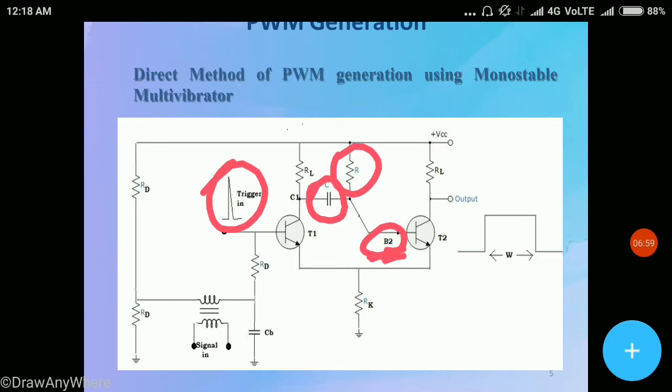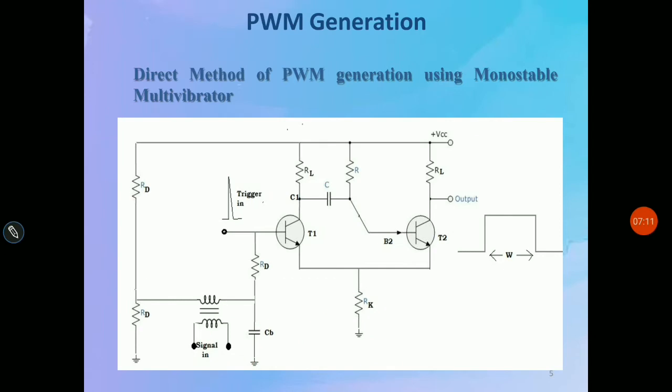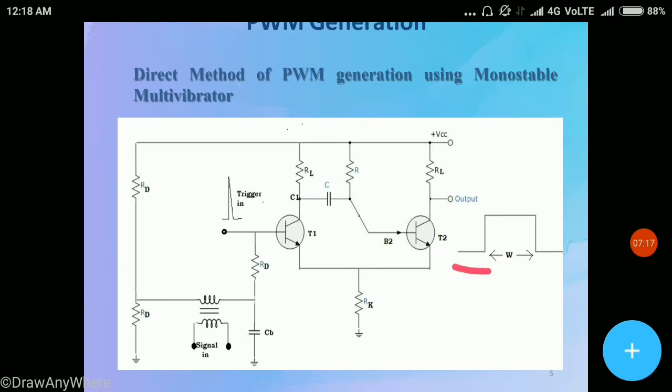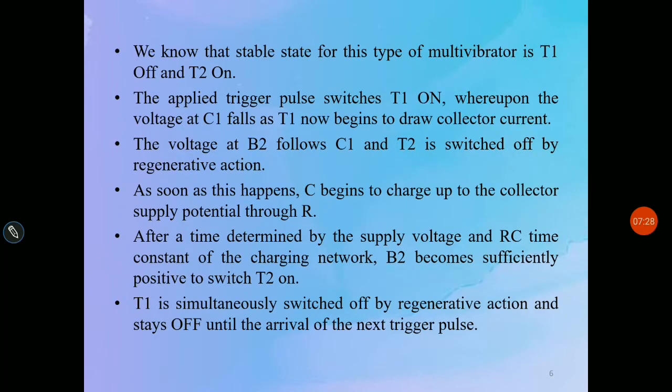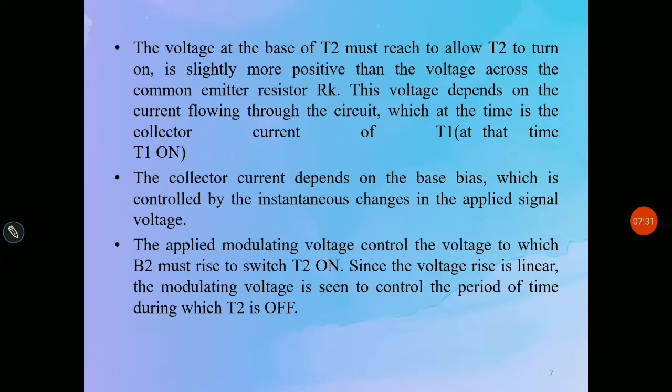Okay, so in this way, once T1 is on, T2 is off, and in the other state, T2 is on, T1 is off. So in this way, we can get the PWM generation, and here you see a pulse is generated whose width is W. This width is very important because it is PWM, pulse width modulation. These two slides give you the detailed operation of the PWM modulation. I already described it, so I will skip these two slides.